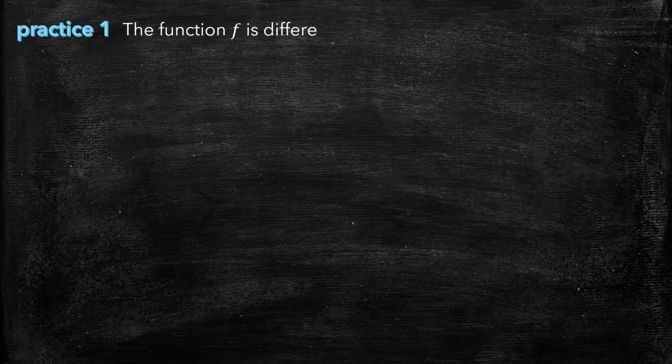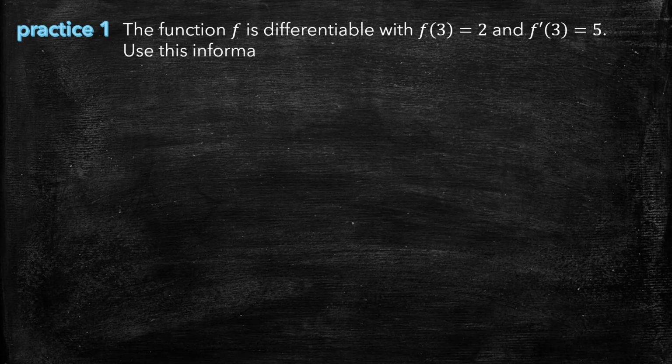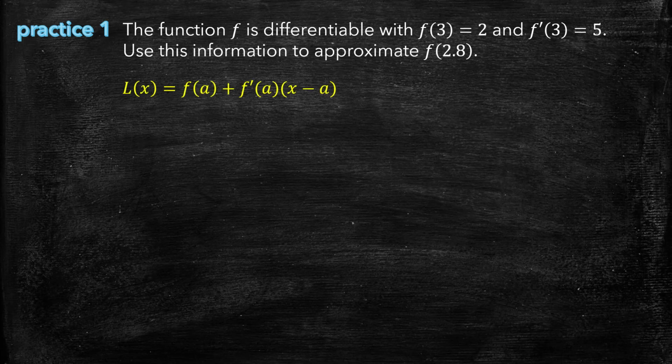So for our first practice problem, I'm going to start off with a more straightforward scenario where we don't actually know the function, but we have enough information about it to approximate the function at a nearby value. So let's call up the equation of the tangent line, or the linearization equation. Remember, in this case, a is 3. So I'm going to replace that all with 3. And we have f of 3 is 2, and f prime of 3 is 5.